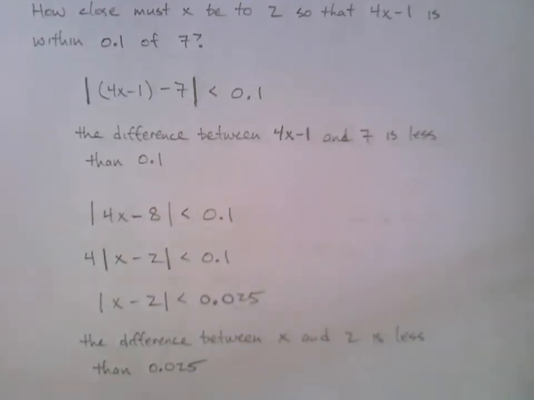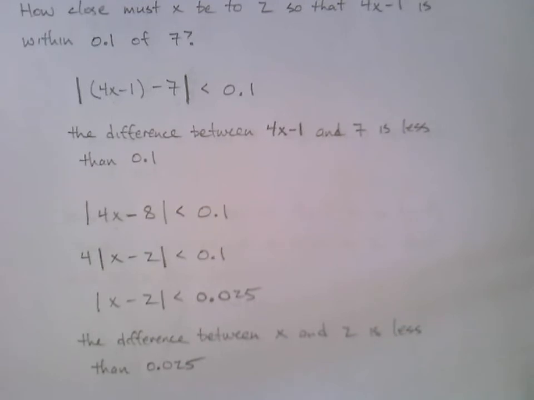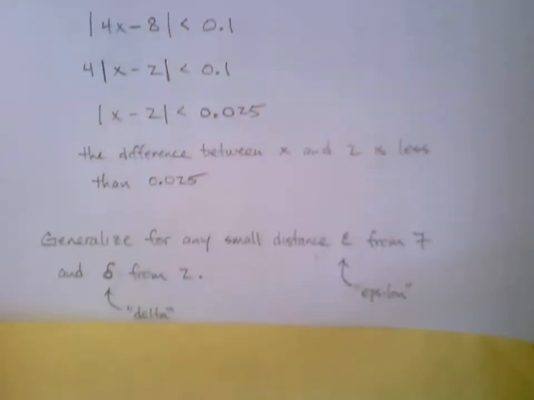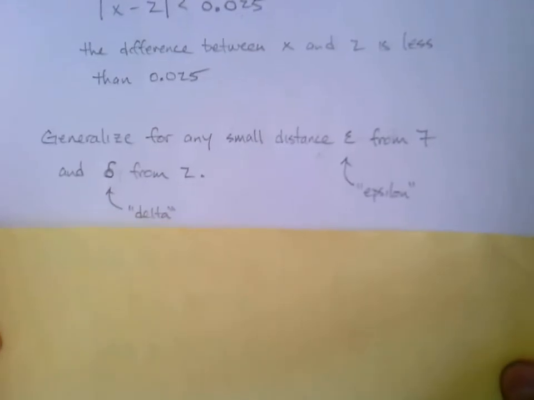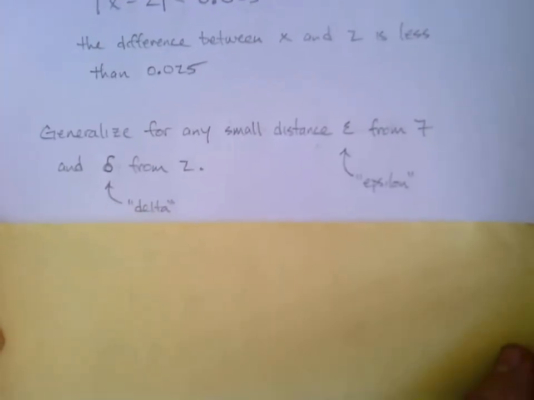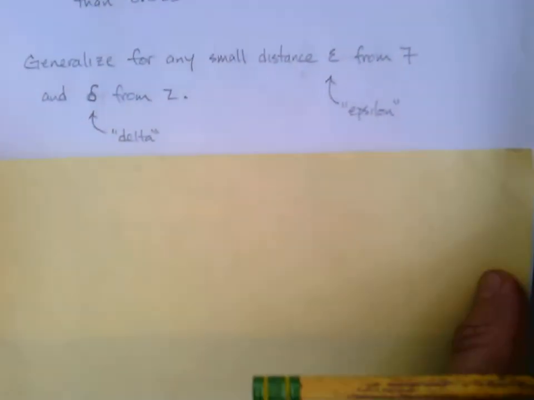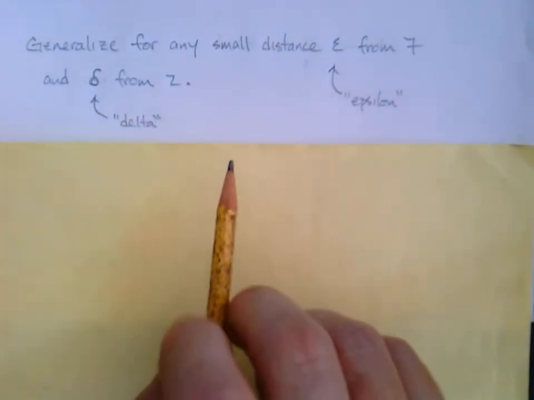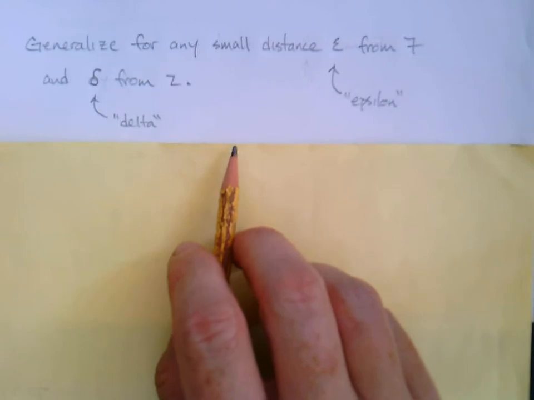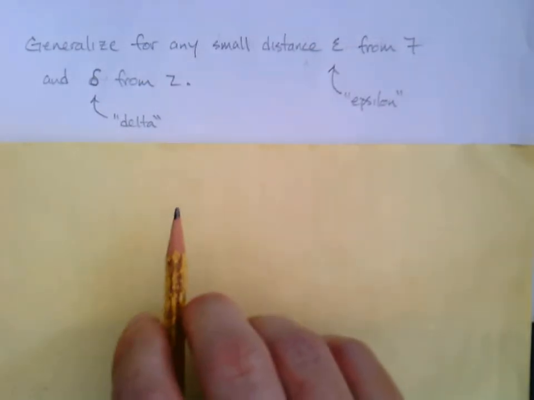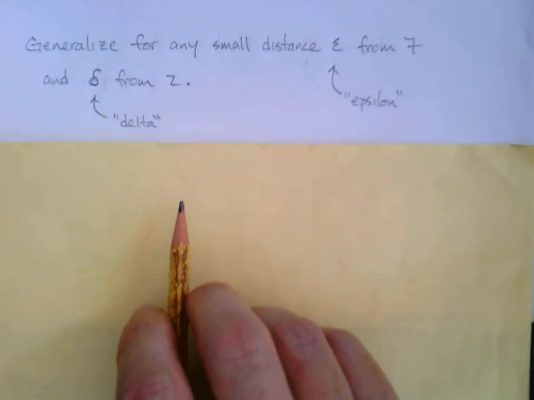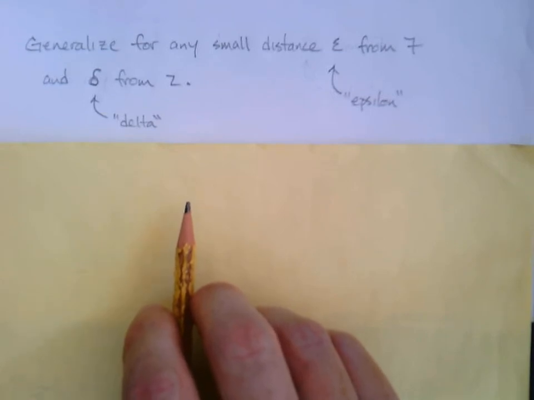Here's where we want to go with this next. We're going to generalize that process that we just saw. Let me move it all the way up. We were using 0.1 away from 7, and we realized that we needed to be 0.025 away from 2, that x had to be 0.025 from 2.